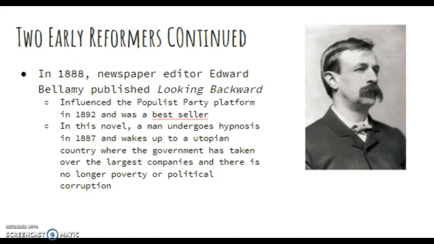In 1888, newspaper editor Edward Bellamy published Looking Backward. He influenced the Populist Party platform in 1892 and it was a bestseller. In this novel, a man undergoes hypnosis in 1887 and wakes up to a utopian country where the government has taken over the largest companies and there is no longer poverty or political corruption. Also in his novel, he explains that the government reorganized the companies with the goal of meeting human needs rather than making profits. Understand also that utopian is just a perfect or ideal state.